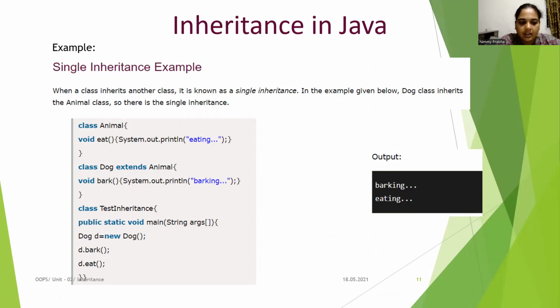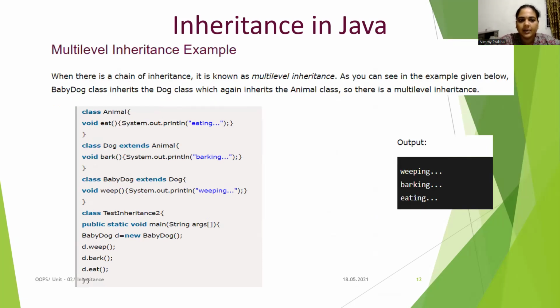We are making an object for this child class. We are creating one object for the child class. What is the child class? Dog. Dog d is equal to new Dog. Then we call d.bark, means bark is the method of dog. And d.eat. What will be the output? Barking and eating.